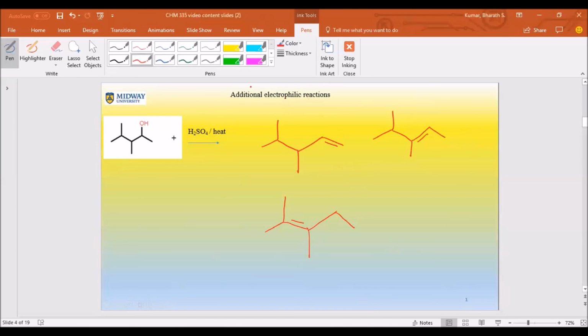This is good enough. And based on our idea of Zaitsev's rule, which one is more stable? Well, this is more centered, so this would be the major product. This would be the second major product, and this would be the minor product. All right, that's for you to practice.